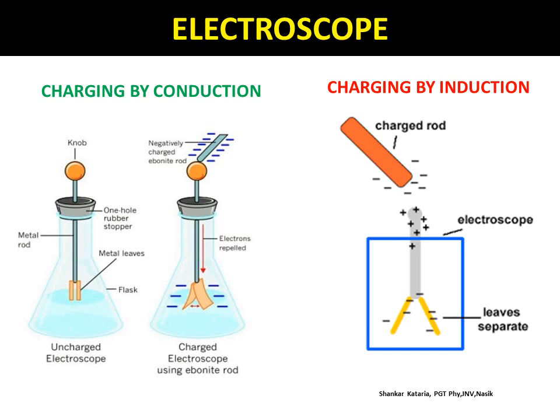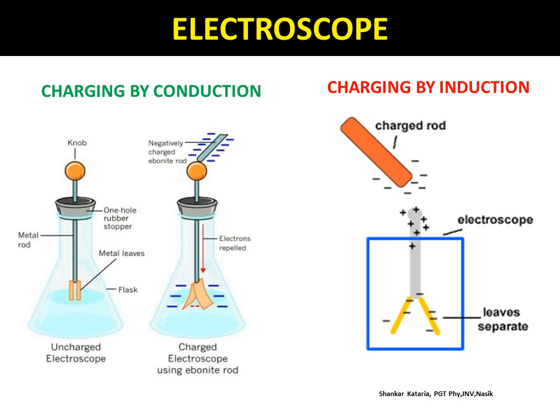As the gold leaves are extremely thin conducting foils which have low mass per unit area and are flexible, they respond very quickly to small electrostatic forces. The same purpose can be served by aluminium foils also.